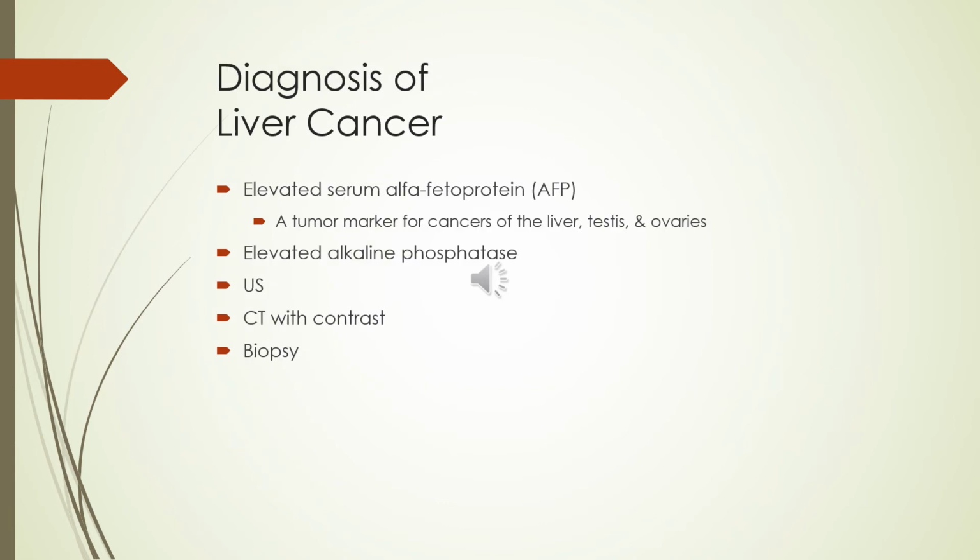Liver cancer is diagnosed through an elevated serum alpha-fetoprotein. It is the tumor marker for cancers of the liver, testes, and also ovaries. We can see an elevation in the alkaline phosphatase. We can also note changes on ultrasound and then CT scan with contrast, and then of course biopsy, being able to look at that tissue and diagnose the liver cancer that way.